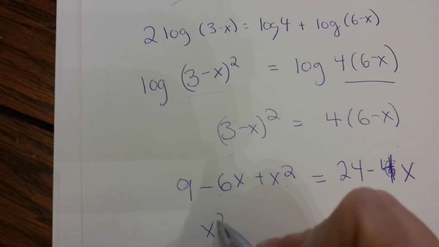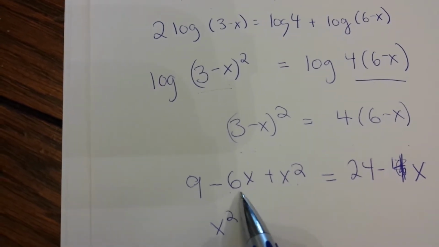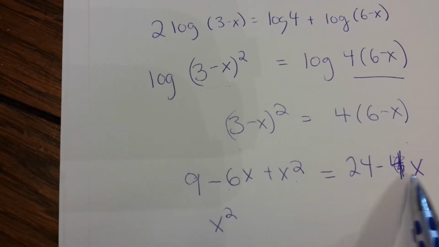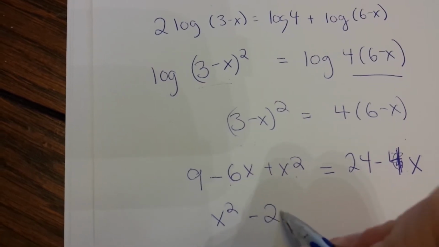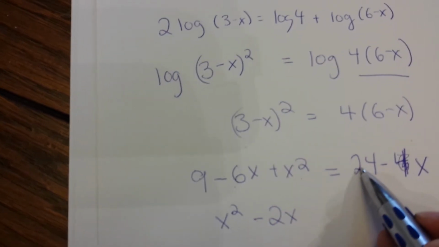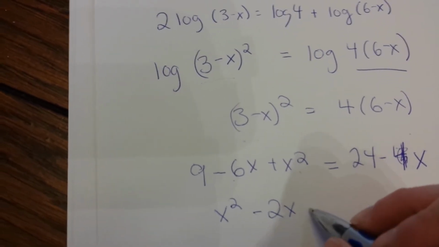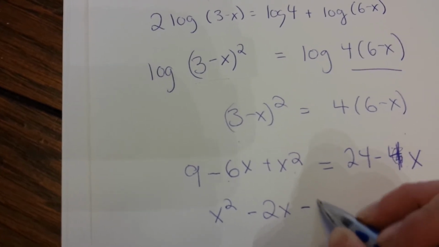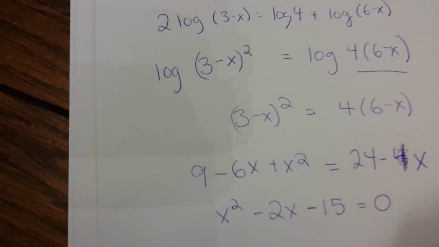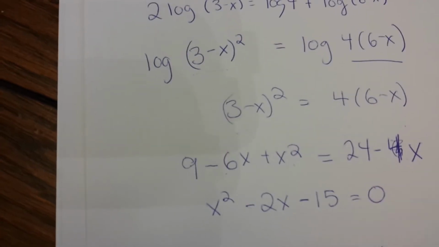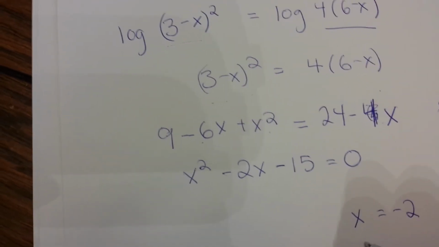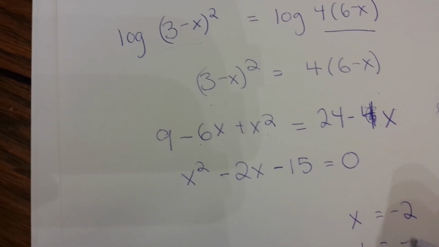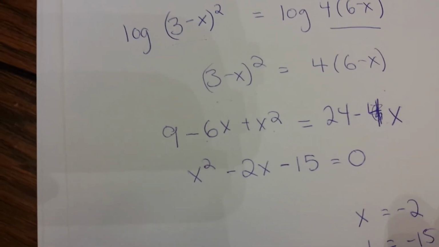Combining, I'm going to keep x squared first. I'm going to go in descending order. I have minus 6x. I'm going to add another 4x. I'm going to have minus 2x. I have 9. I'm going to subtract 24. So that is going to be 15. So I need to find two things if I'm going to factor that multiply to be negative 15 and add to be negative 2. Well, I think that's going to be some form of 5 and 3.